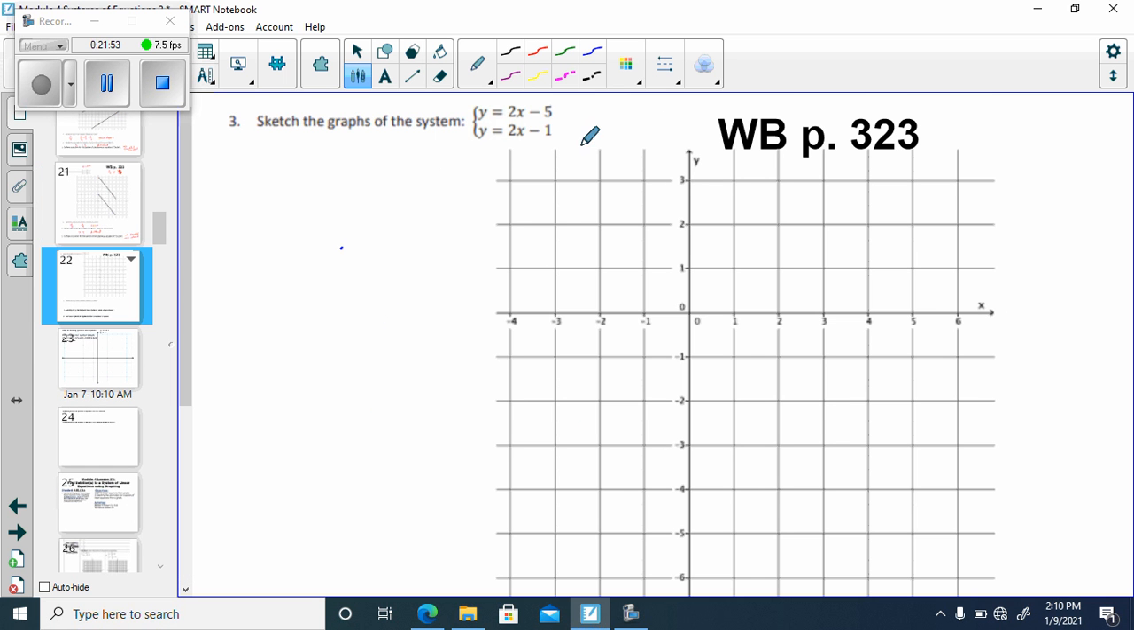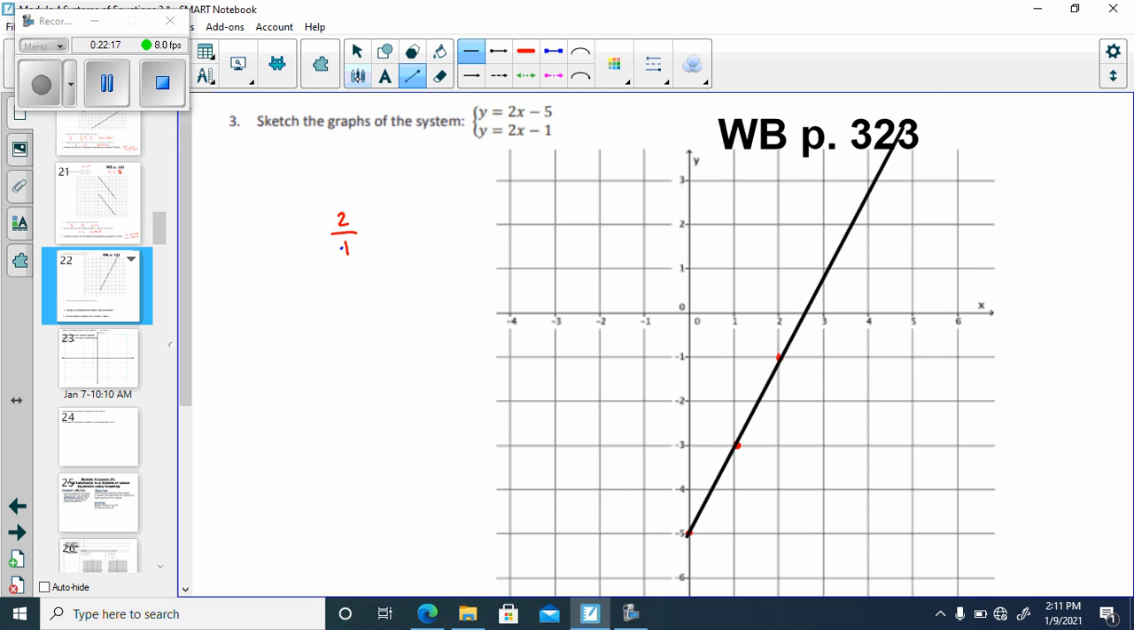And on this one, let's sketch this one. This is page 323 in your workbook. We start at negative 5, and our slope is 2. It's the same as 2 over 1. So I go up 2 and over 1, up 2 and over 1. Okay, and I can draw my linear equation. I can draw my line.